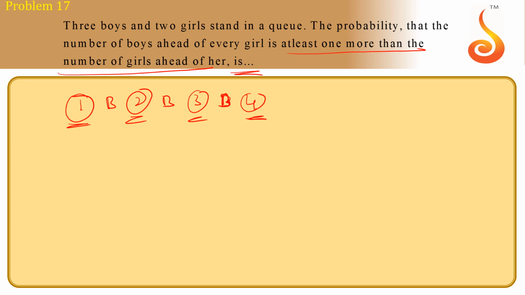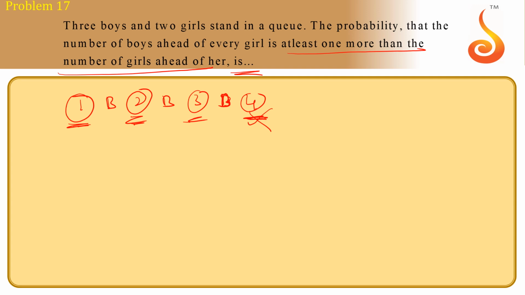Now, according to the condition, in this fourth place you cannot have the 2 girls. In the fourth place you cannot accommodate girls, because if a girl is there, the condition fails, because the number of boys ahead of that girl should be at least one more than the number of girls. That's why the only possibility is these 1 to 3 places. So the fourth place is not possible.